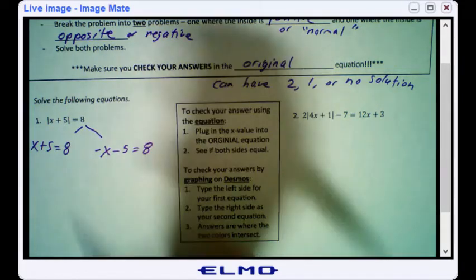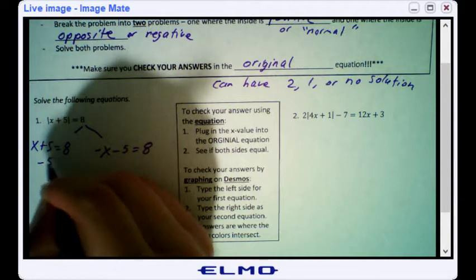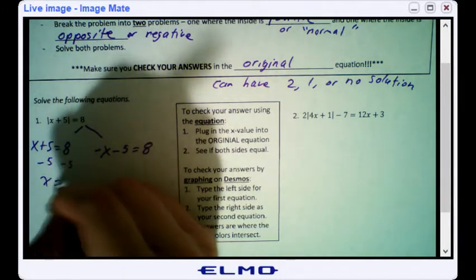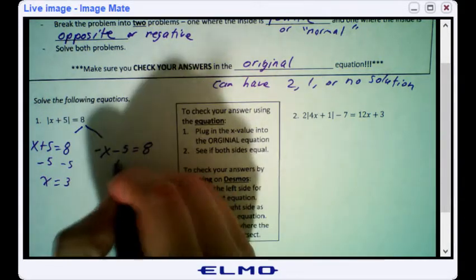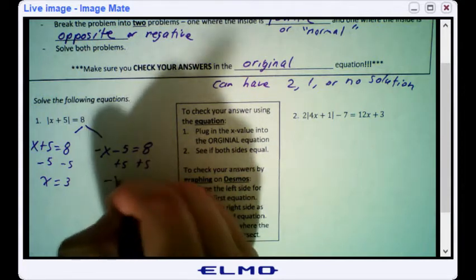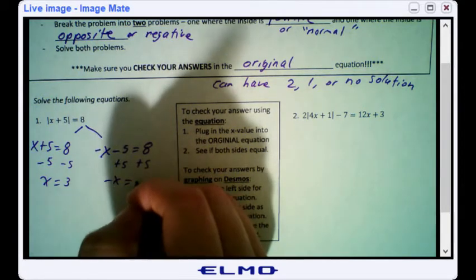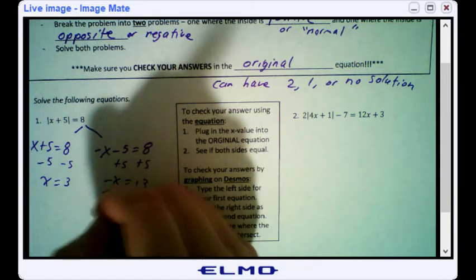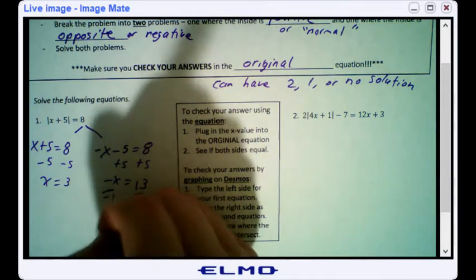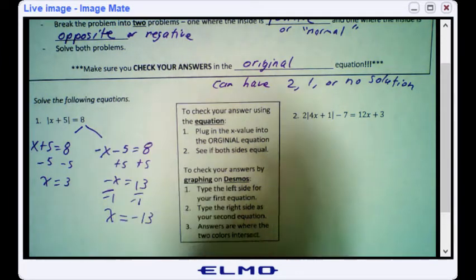I'm going to solve each of those equations. So on the left side, I'm going to subtract 5, x equals 3. On the right side, I add 5, negative x equals 13, and then divide by negative 1. So x equals negative 13.